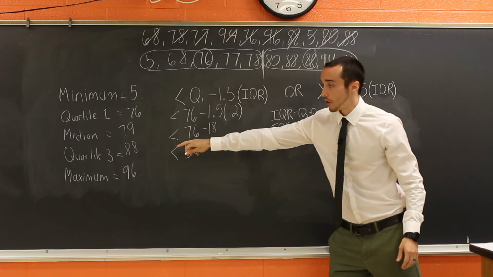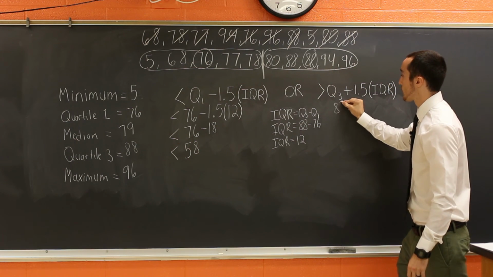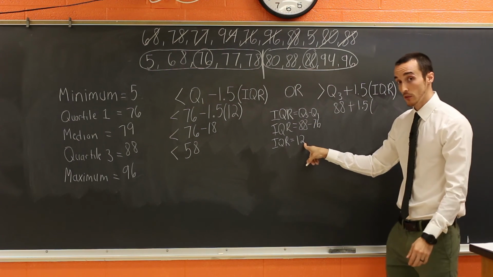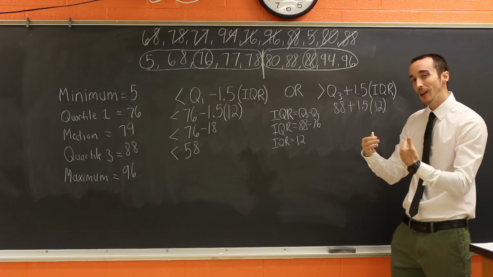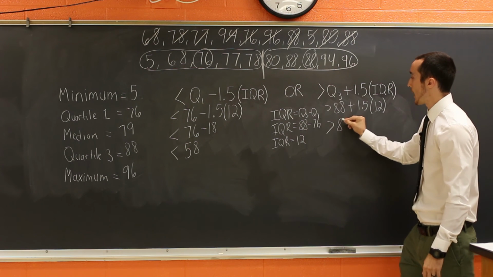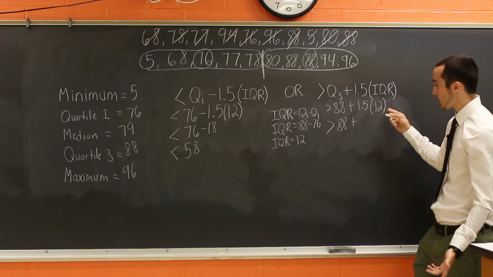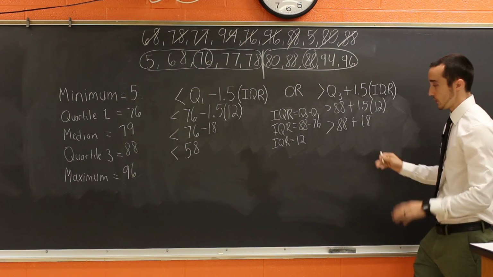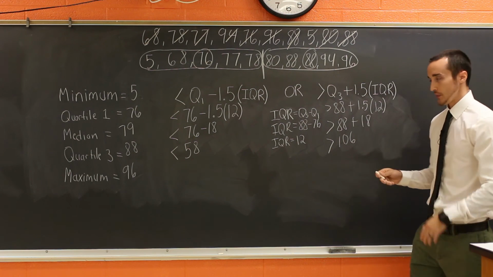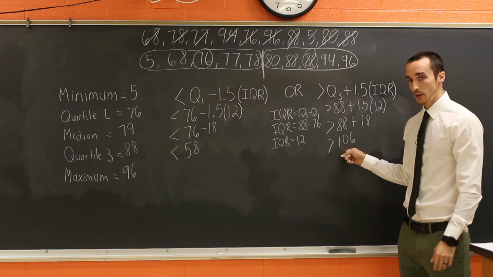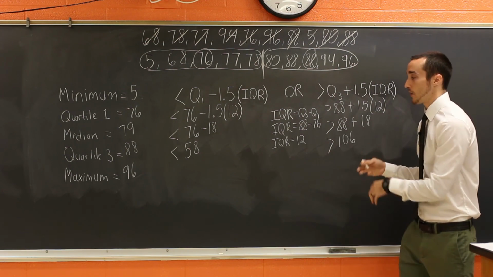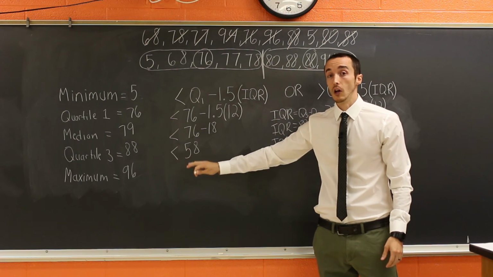Let's substitute in our values. Our third quartile is 88 plus 1.5 times our interquartile range, which remember is 12. So we're checking for an outlier on the upper end of our data. So similarly, we're looking for numbers that are greater than 88 plus 1.5 times 12, which is 18. Okay, so again, some quick mental math. 88 plus 18 is 106. So I have to ask myself, are there any numbers greater than 106? And there aren't. So that means that we do not have an outlier on the upper end of our data, but we do have an outlier on the lower end of our data.